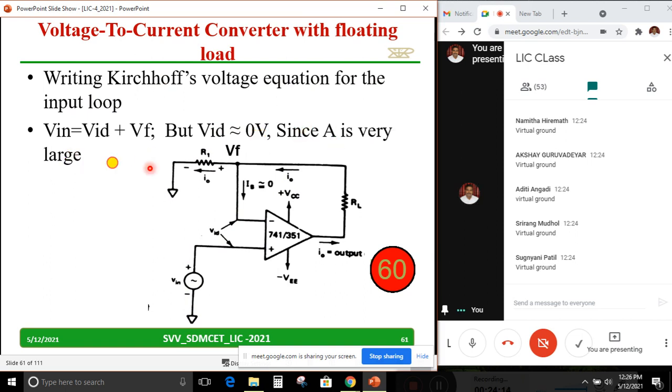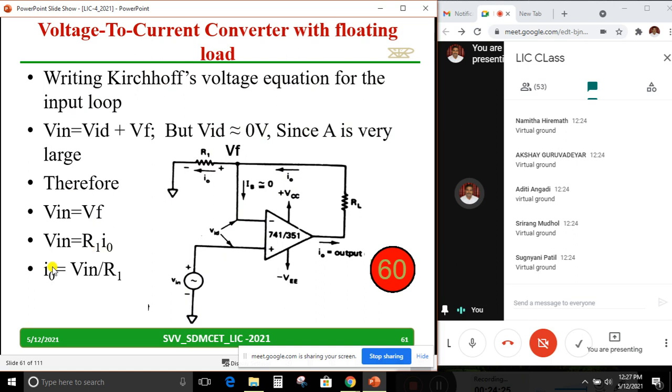This is the concept of what you have discussed. And now therefore I can say Vin equal to VF, and Vin equal to nothing but I0 into R1. And I0 is given by Vin by R1. This current is given by Vin voltage divided by R1. Why Vin, sir? Because of the virtual ground concept, these two voltages will always be equal, because the gain is infinity. This we have discussed many times.